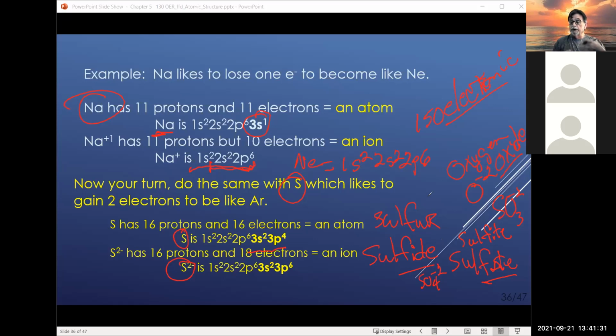And so now we can start naming compounds. So you got sodium sulfide, potassium sulfide, and so on and so forth. All right.